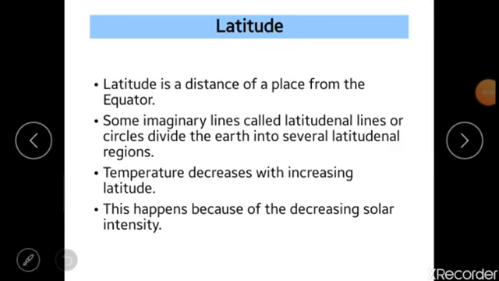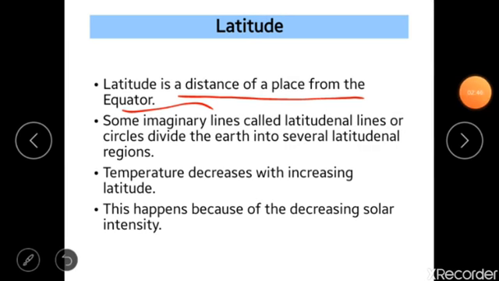The first and foremost is latitude. Latitude is the distance of a place from the equator. Where does the place lie, north or south of the equator? In which hemisphere does the place lie? That will be its latitude. These are imaginary lines, that means they do not exist in reality. They are imaginary lines that divide the earth into several latitudinal regions.